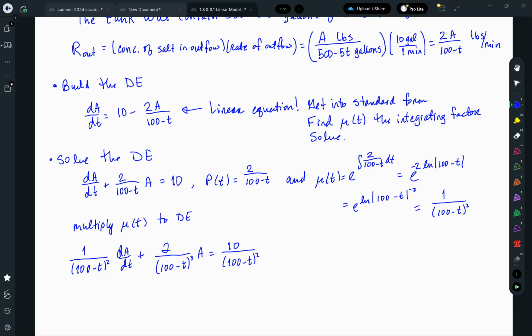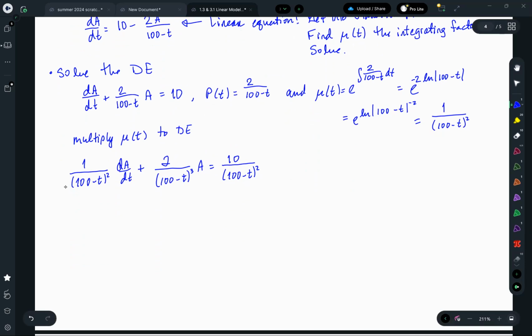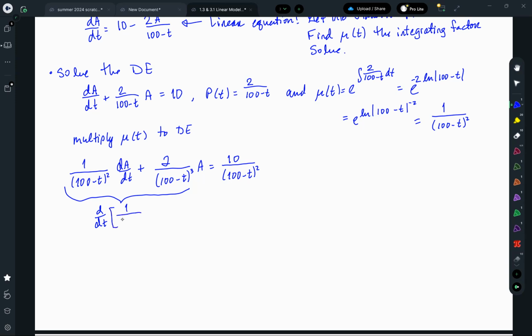Okay, the stuff on the left-hand side is technically the result of a product rule of d/dt of 1 over 100 minus t all squared times a. And that's equal to this 10 over 100 minus t all squared. And then we should be able to integrate both sides with respect to the same variable, dt. And we should be able to work through this.